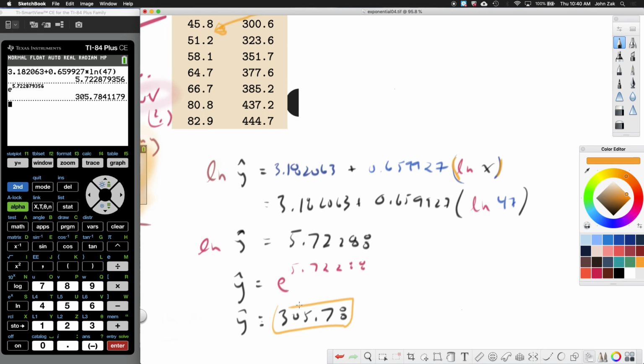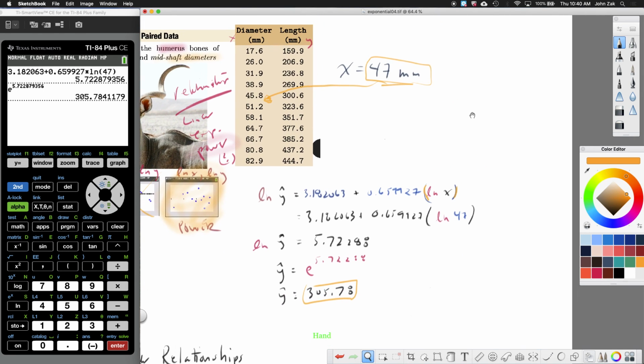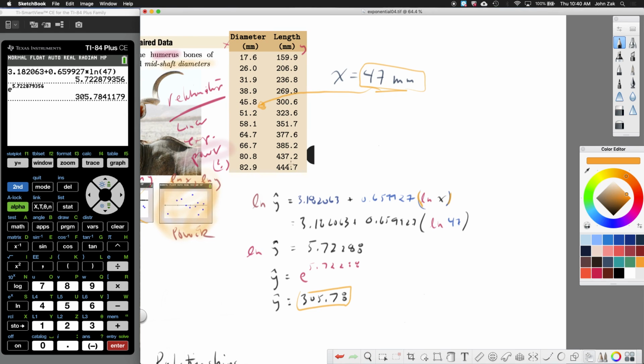So let's see here. Does that make sense to me? Let's zoom out a little bit. Remember, just by looking at this chart, there was a ridiculously strong relationship going on here. And when I looked at where 47 would be, I thought it would be something in between 300 and maybe 323. I got a prediction of 305.78. Do you think that's a good prediction? Heck yeah. I think that's probably pretty strong. And that's how we would use these models.